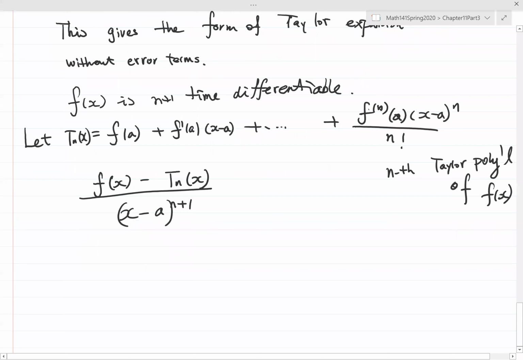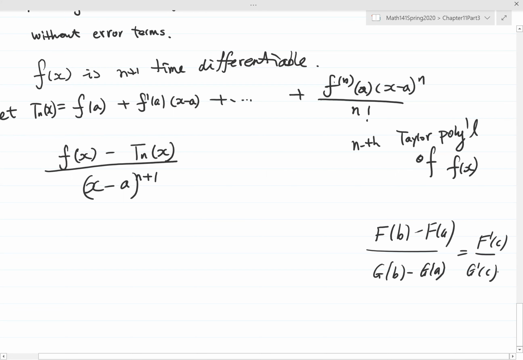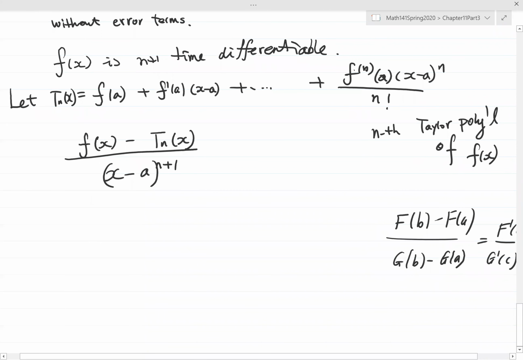Remember, the Cauchy Mean-value theorem says that (f(b) minus f(a)) over (g(b) minus g(a)) is f'(c) over g'(c). We will try to use this.